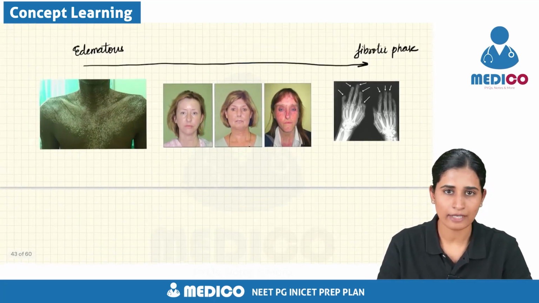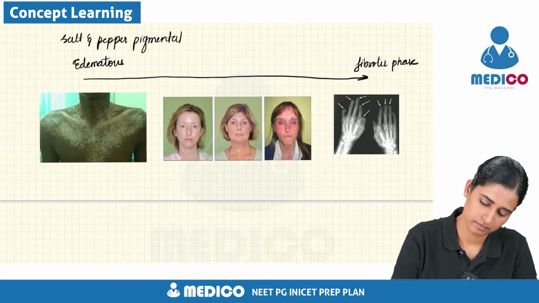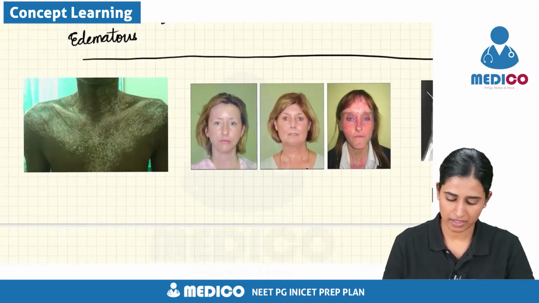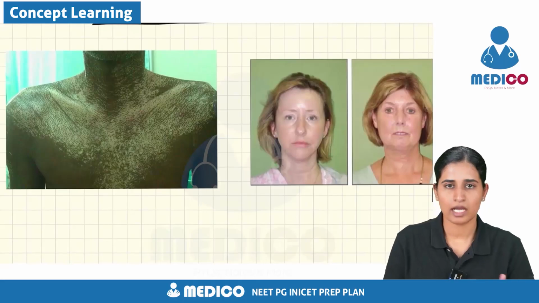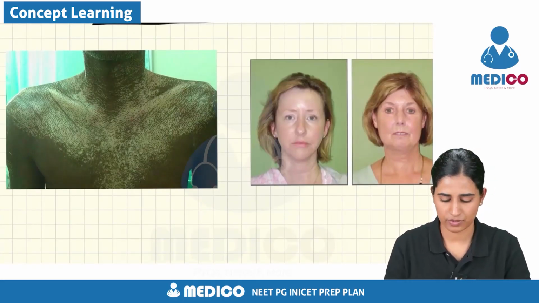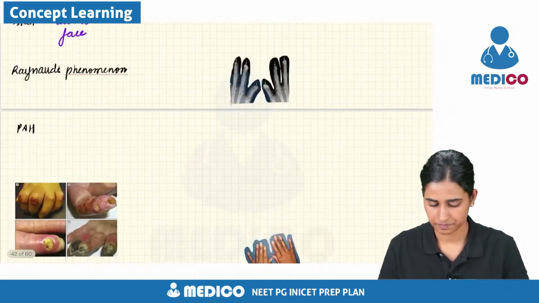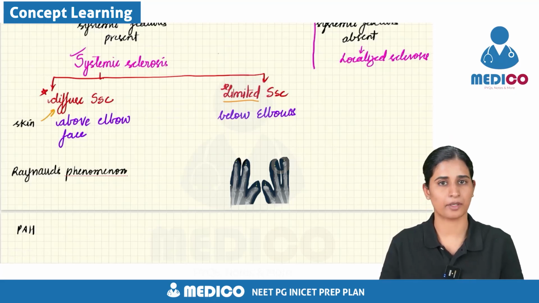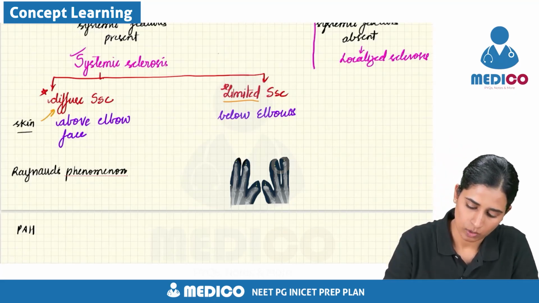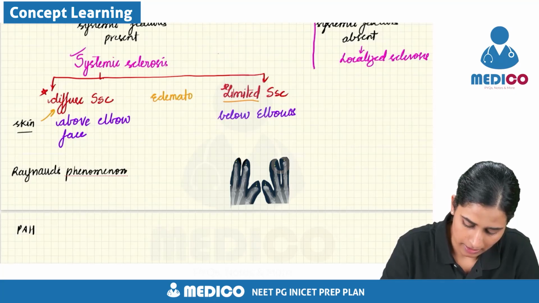And it can also have salt and pepper pigmentation. If you see here, the pigmentation is hypo with hyper and it's looking like salt and pepper. So it's called salt and pepper hyperpigmentation. Okay, this is about the skin. What did we see in the skin? Initially there is edematous, tense skin.